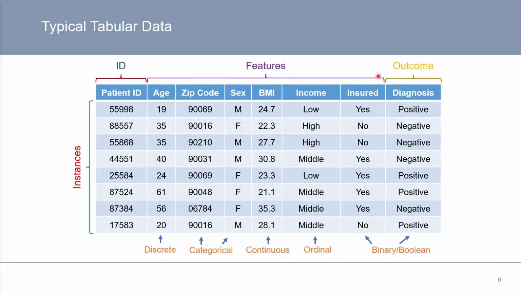And lastly, we have the feature insured and the outcome diagnosis. Both of these could appear as Boolean or numerical based on how the values were recorded or whether they were encoded as a 0 or 1.